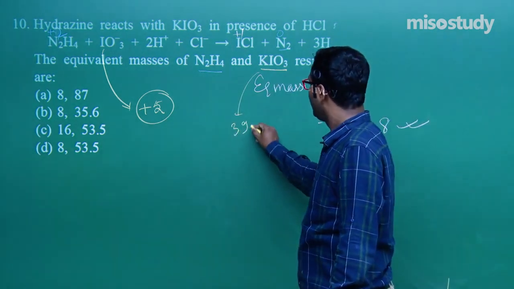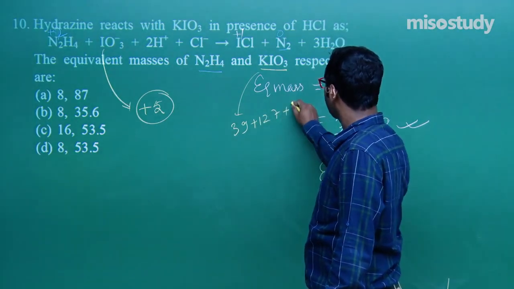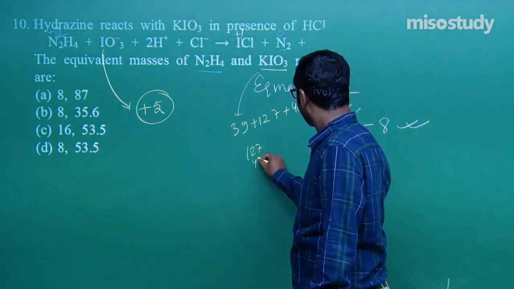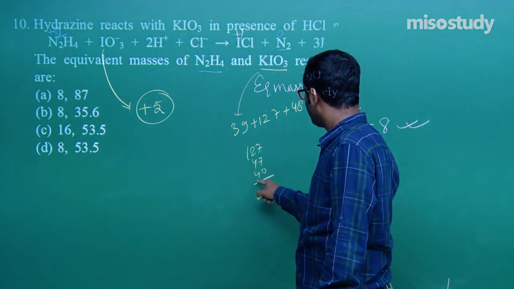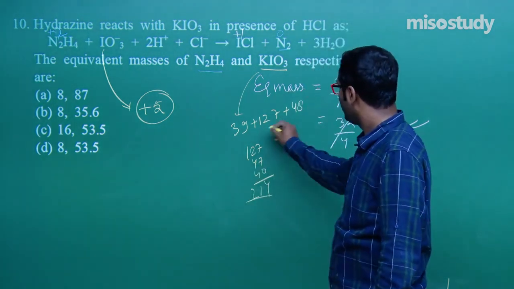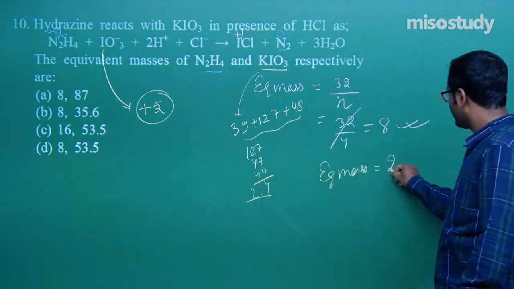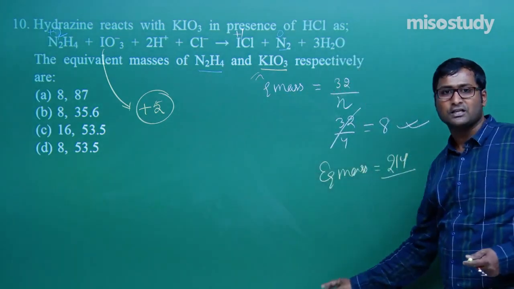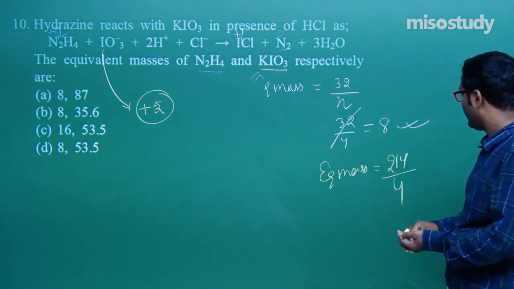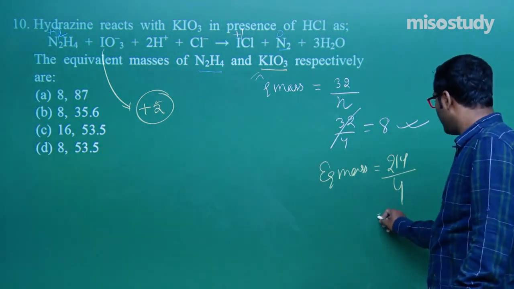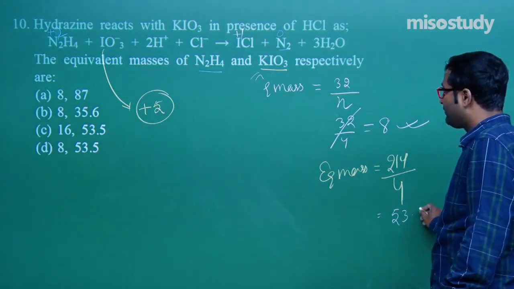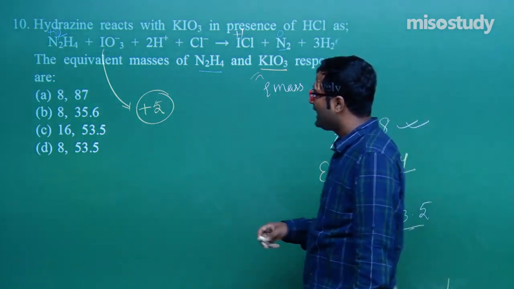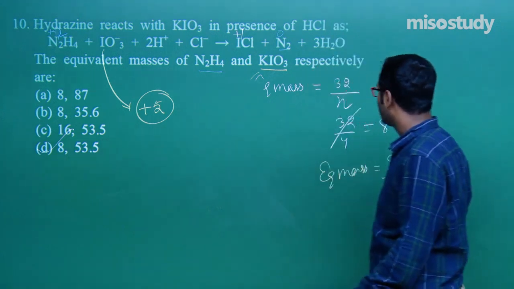Sir, 39 plus 127 plus 3 into 16, 48. If I add them, 127 plus 39 is 166, plus 48, we get 214. Put here 214 upon change in oxidation state, +5 to +1. Overall change in oxidation state is 4. 214 upon 4 is equal to 53.5. So the equivalent masses are 8 and 53.5. Check it, 8 and 53.5. This is the correct option.